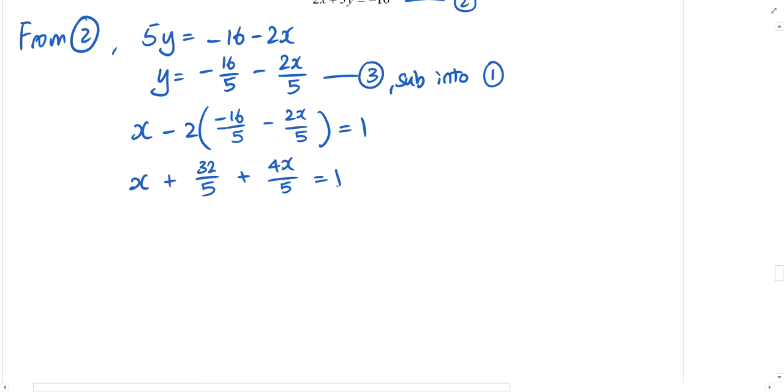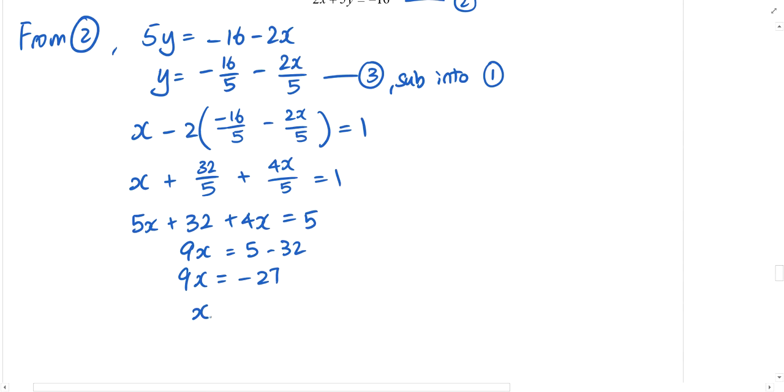Am I right? So now I don't want the denominator, I want to get rid of it. I multiply by 5 everywhere. So 5x plus 32 plus 4x equals 5. Okay, so 9x equals 5 minus 32, which is negative 27. So x equals negative 3. Do you have that? All same? No? Kenix, yours is different. What is your x? Okay, later you check your answer. So x equals negative 3.